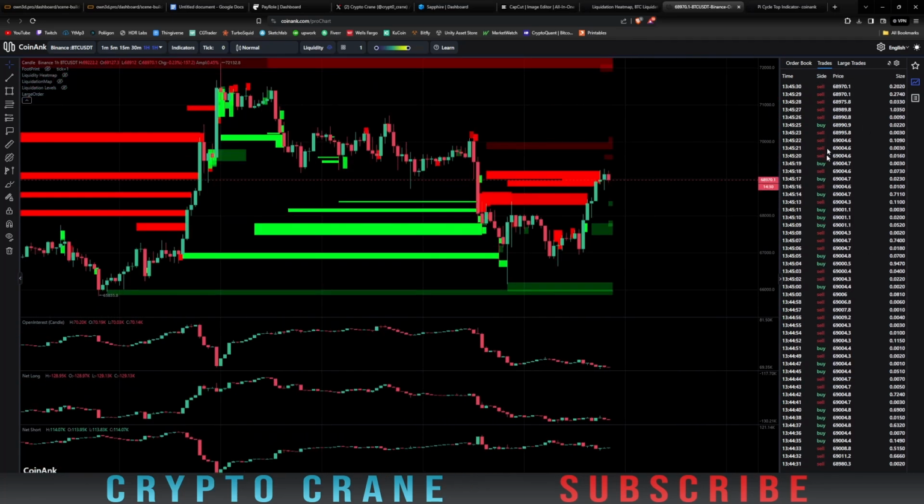In addition, you have the DOM over here, which you can set for trade sizes and that sort of thing to see an aggregate of the orders being placed in real time.